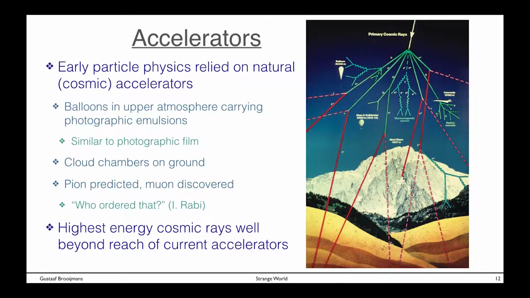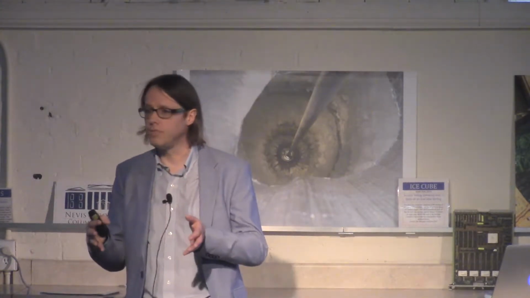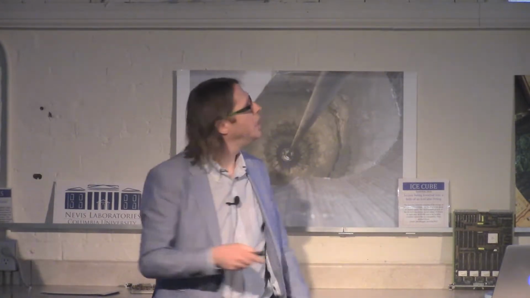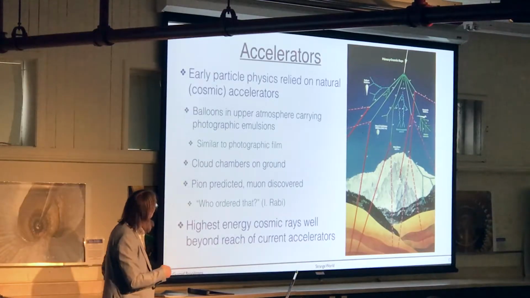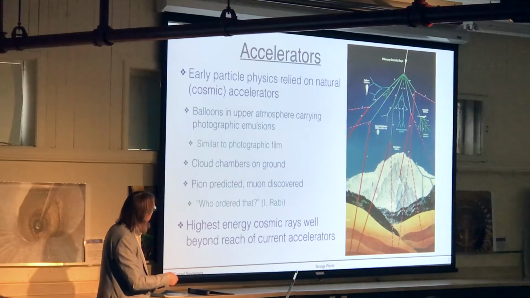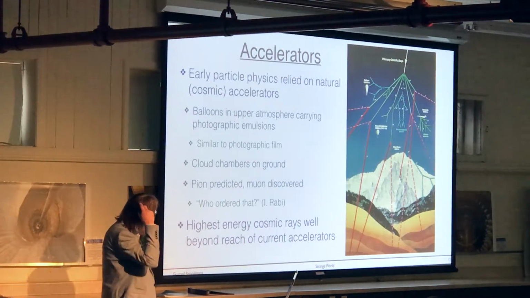So the way particle physics started is that people would send up a balloon into the upper atmosphere, and under that balloon there was a can with basically nuclear emulsion. Nuclear emulsion is a kind of photographic emulsion, but it's super slow stuff. But you can think of it as photographic film. And you can put cloud chambers on the ground, that people also did.